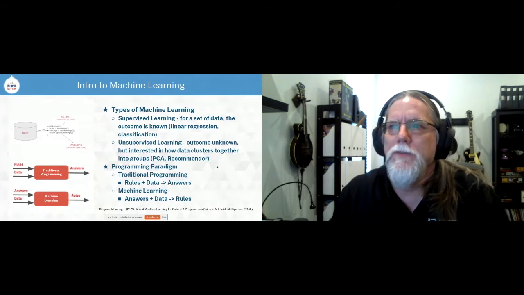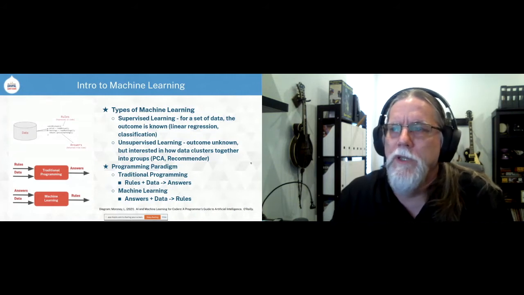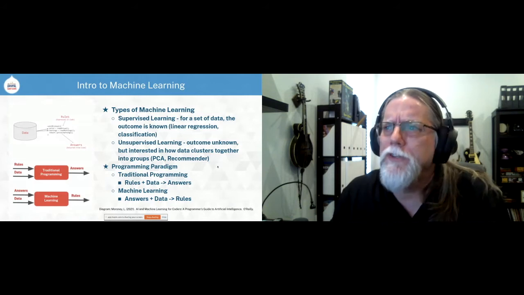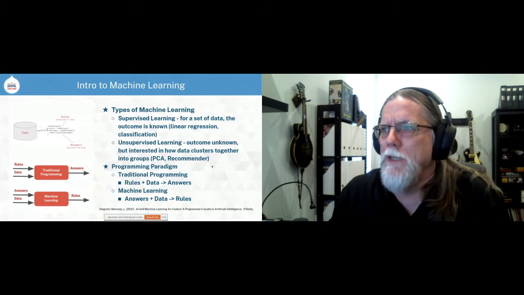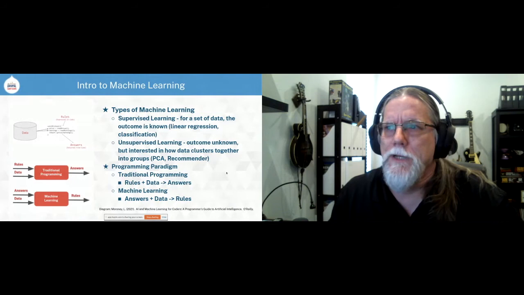Unsupervised learning, this is where the outcome is unknown, but you're interested in how data clusters together into groups. For statistics, principal components analysis and recommendation engines use this. So I'll talk a little bit about this as well.